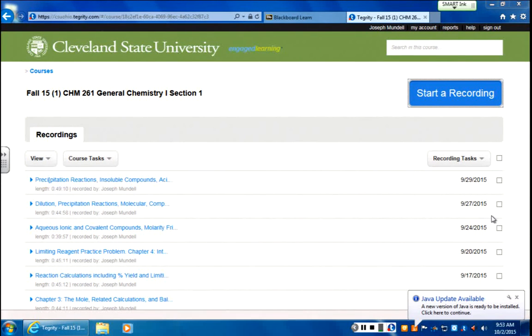Okay, now we know that it's going to be a 1-to-1 relationship, which means we have 0.023 moles of HCl. Now we also know the volume of the HCl.